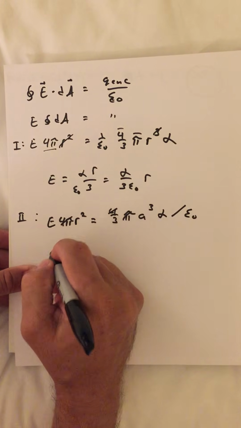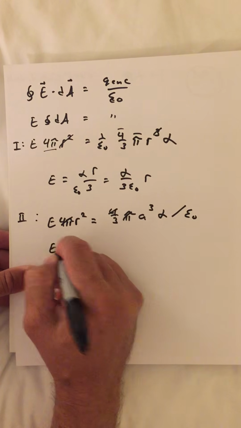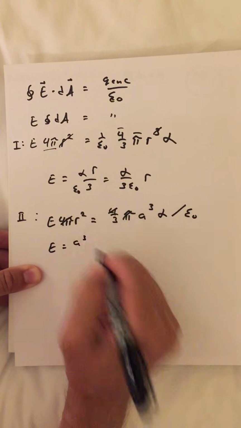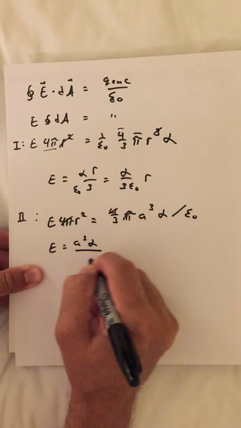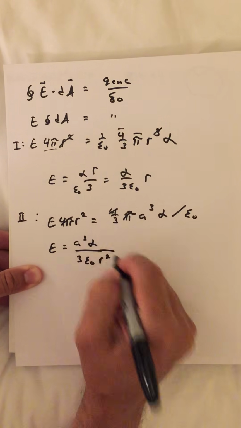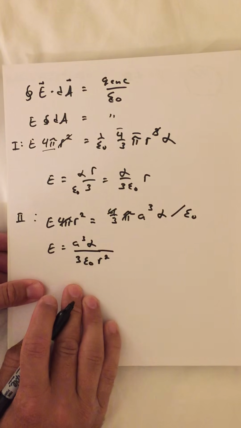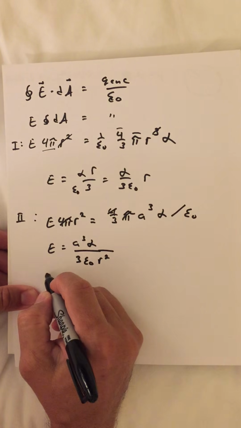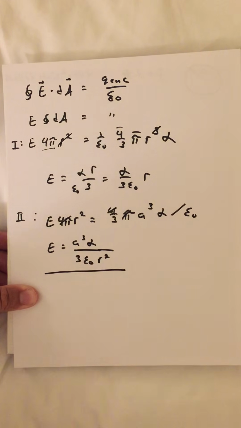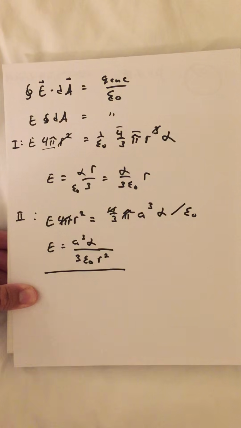totally fine to do that. Let's continue that. I'm going to get E is equal to, what do I have left? A cubed alpha over 3 epsilon naught r squared here on the bottom. This is perfectly valid. I'm totally fine to do that. I didn't mean to take this step, but it's okay if I do. And this answer is perfectly valid.